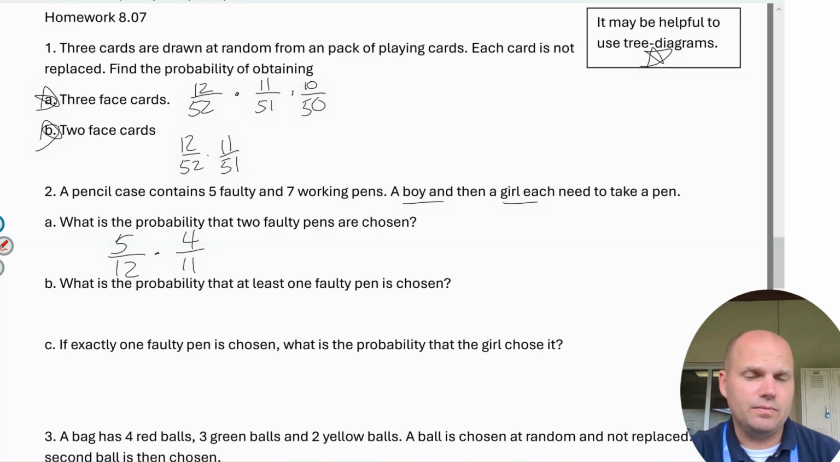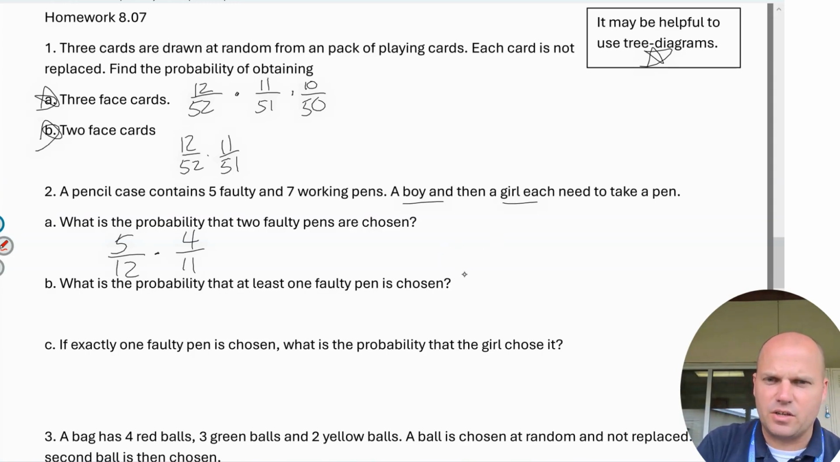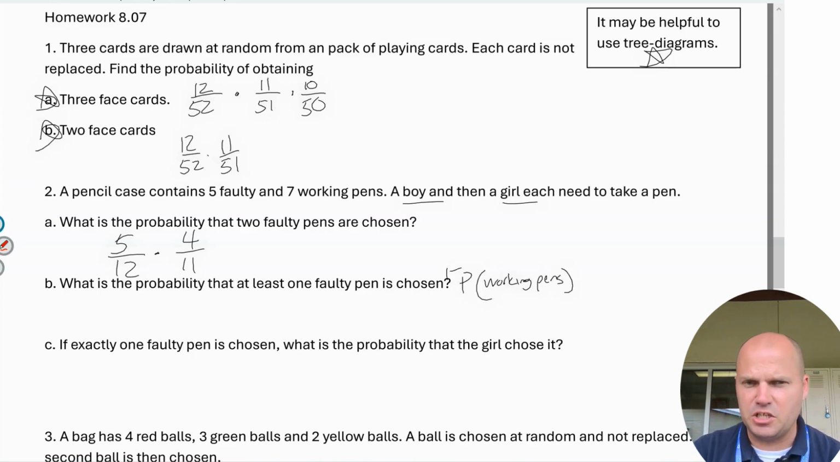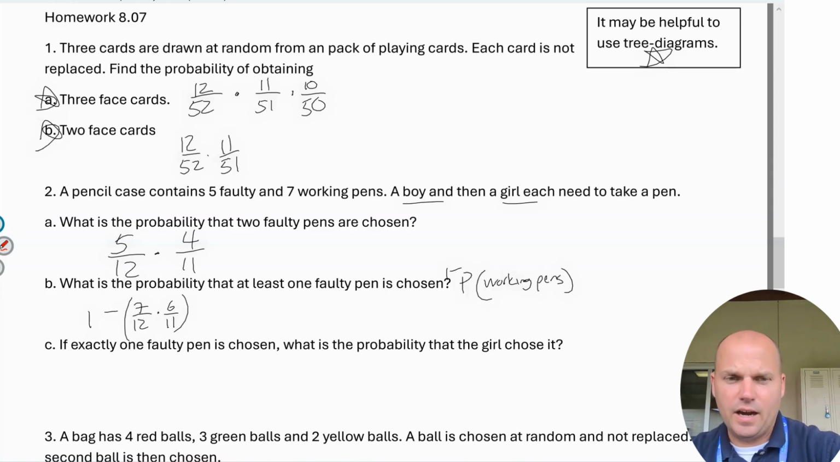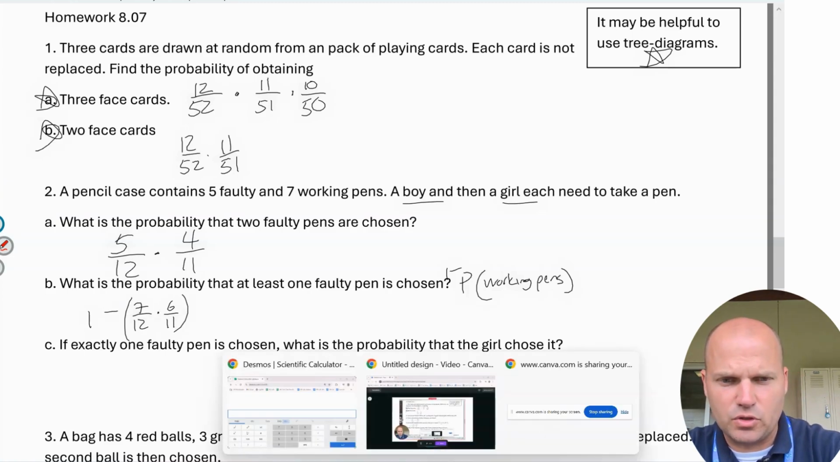This is a tricky question because it's probably better to understand the probability of working pens, and if they're both working pens, then we can subtract it from 1. This might be helpful if we did a tree diagram. So the probability of a working pen is 7 out of 12 times 6 out of 11. And I'm going to subtract that out of 1. And I'll show you a different way to get this answer if you use the tree diagram.